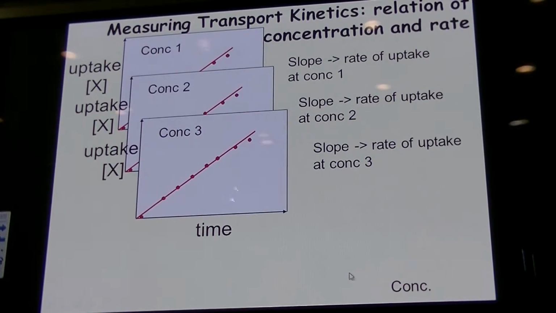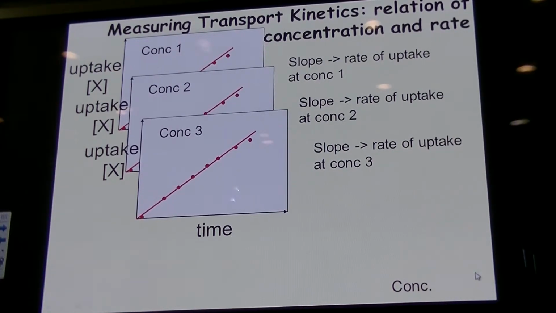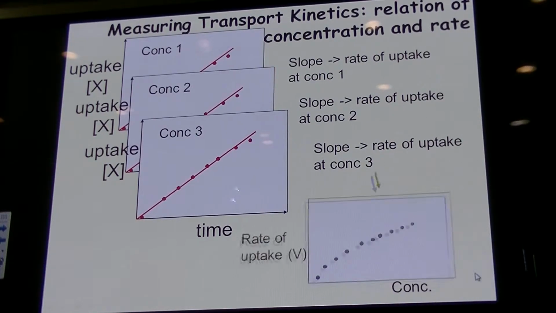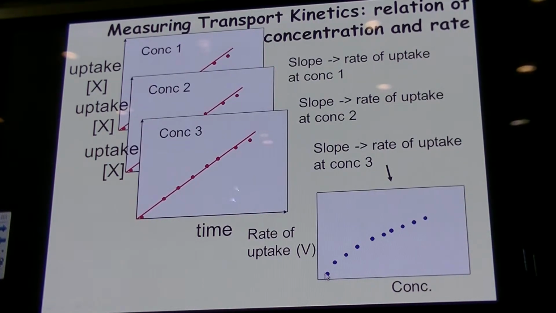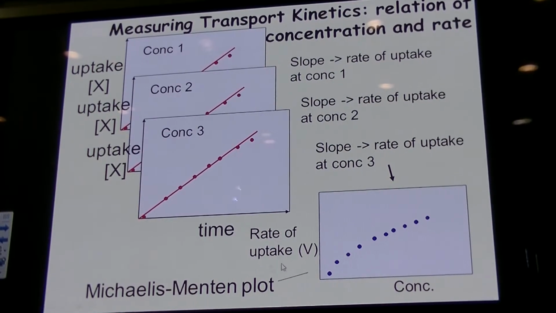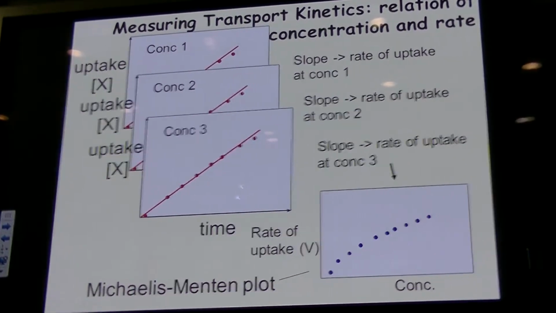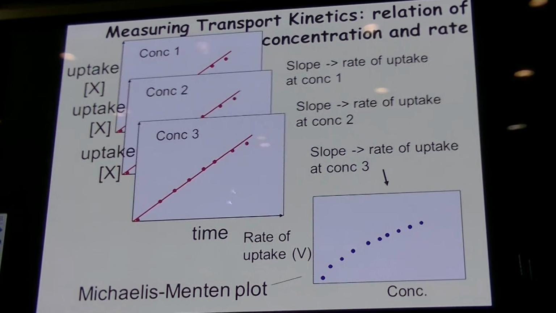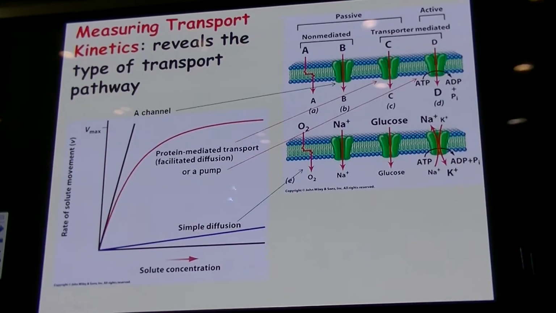So we have concentration on the horizontal axis, and we measure the rate of uptake. And we plot that, so you get this type of curve. And you recognize this curve because it looks like a Michaelis-Menten plot. So this is what we call a Michaelis-Menten plot, not for an enzyme, but now for a transport system. So we can do that.